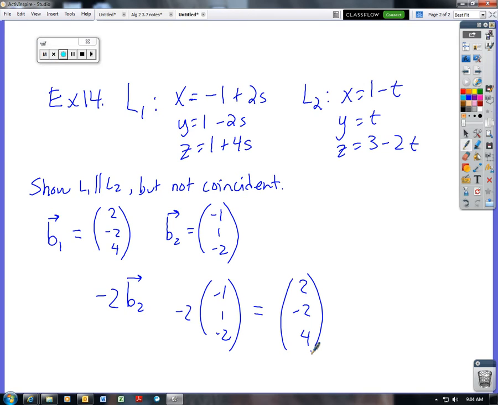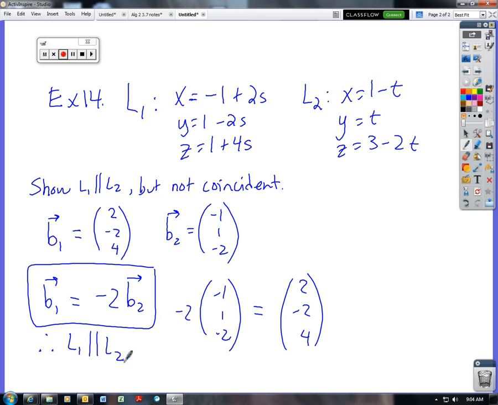So that proves that vector B1 is a scalar multiple of vector B2. So the part that I've put in the box here proves that, and then you could say therefore L1 is parallel to L2. I'm just going to check in the book and see, yeah, that's pretty much what they did there too.